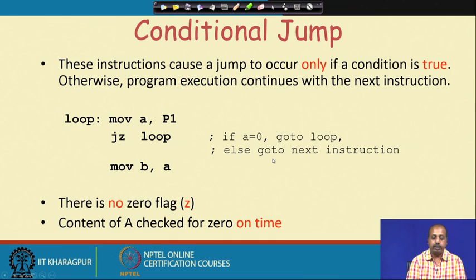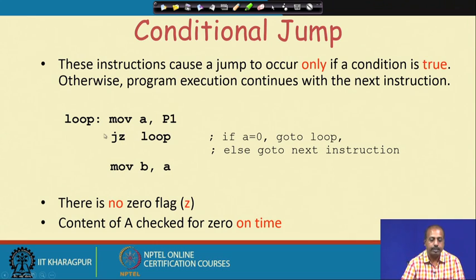Then we have conditional jumps. These instructions will cause a jump to occur only if a condition is true, otherwise the program will continue, like say here MOV A, P1 and ZZ loop. So, this will continually jump on zero.